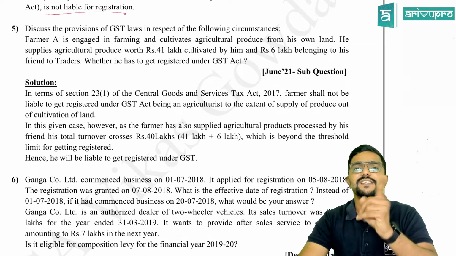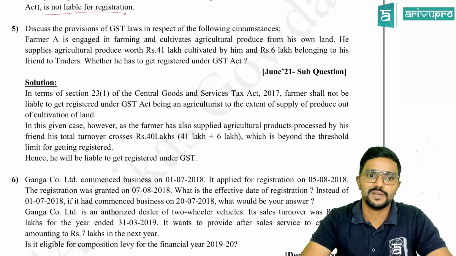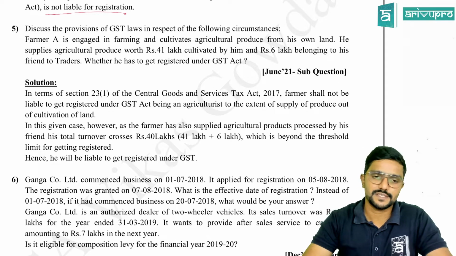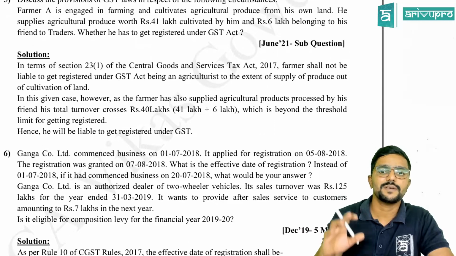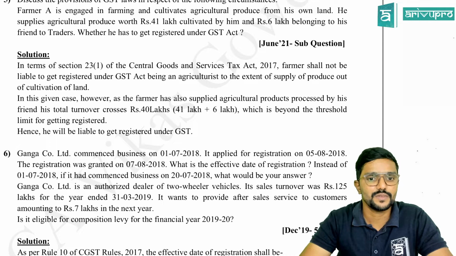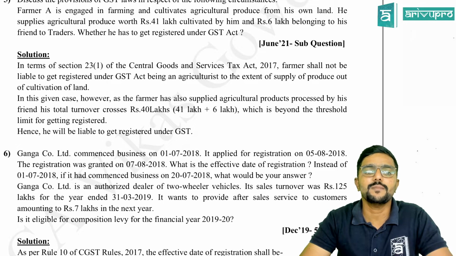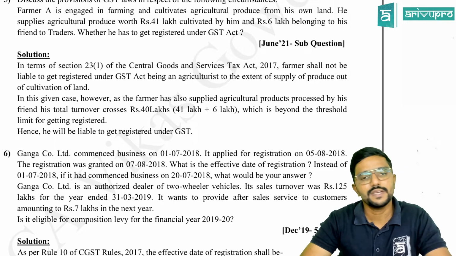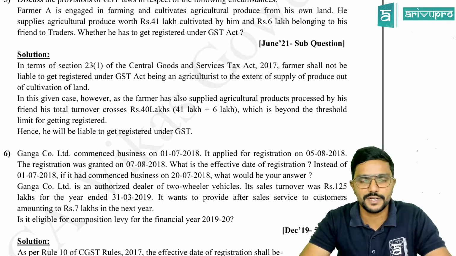So in that case, for him, the section 23 exception is not applicable, guys. Whether he has to get registered under GST, yes, he has to. 41 plus 6, he is having a turnover of 47 lakhs. In terms of section 23 subsection 1 of CGST Act, a farmer shall not be liable to get registered under GST Act, being an agriculturist, to the extent of supply of produce out of cultivation of land. If he is doing only this, he need not get registered, irrespective of his turnover.